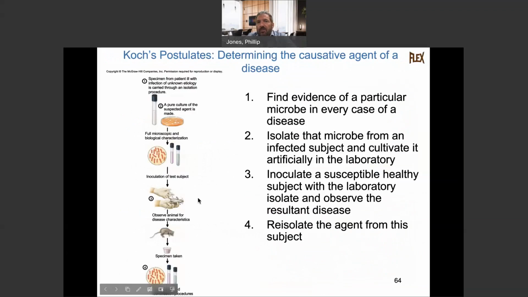Just be familiar with Koch's postulates, determining the causative agent of disease. Here's the whole thing: find the evidence of a particular microbe in every case of the disease. Then you have to isolate that microbe from an infected subject and cultivate it artificially in the laboratory, so it's taken out of the organism. Then you have to inoculate an otherwise healthy individual, and that subject has to get sick or die from it. Then you have to be able to re-isolate that agent from the subject. Now you know that that specific organism caused the disease.